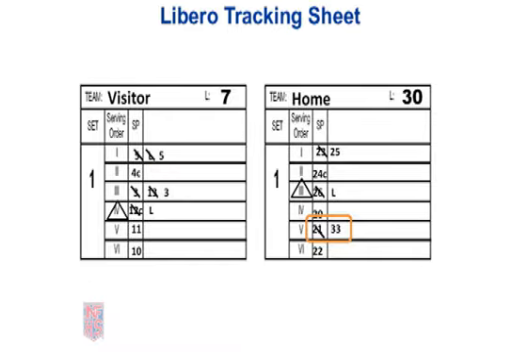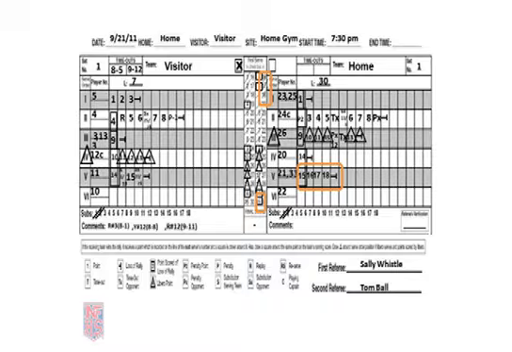On the next libero tracking sheet, home 21 is slashed and 33 placed beside the slash number. Next serve results in a loss of rally. Loss of rally point 15 is awarded to home. We record the rally point. Home 33 serves points 16, 17, 18.